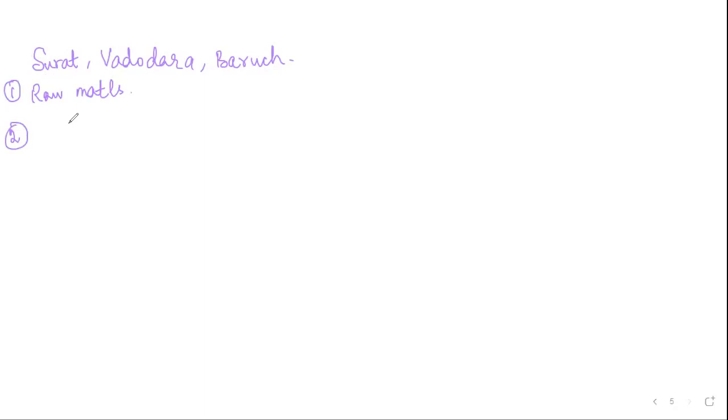Second reason is, as usual, the entrepreneurial nature of the Gujaratis and the Marathis, and the Parsi and Jain community people. Because of the entrepreneurial abilities of people around Gujarat and Maharashtra, especially the Parsi and Jain community people, as well as because of the capital availability.